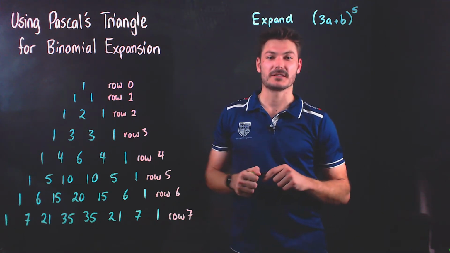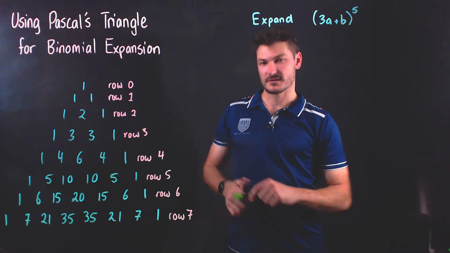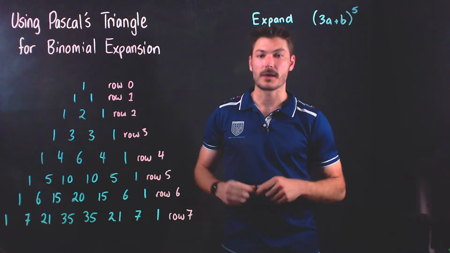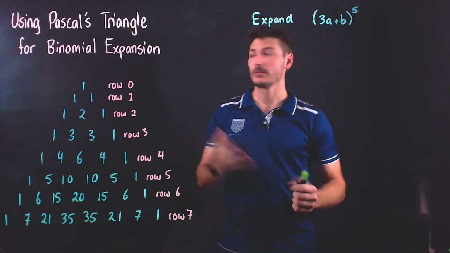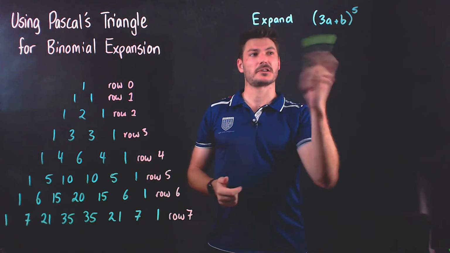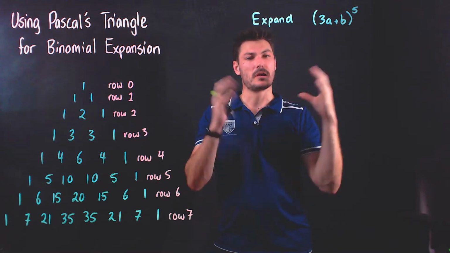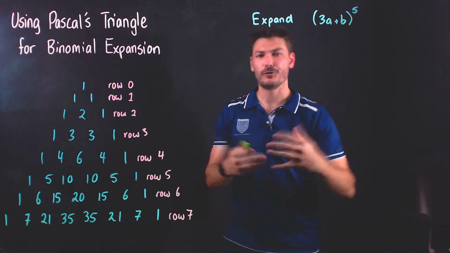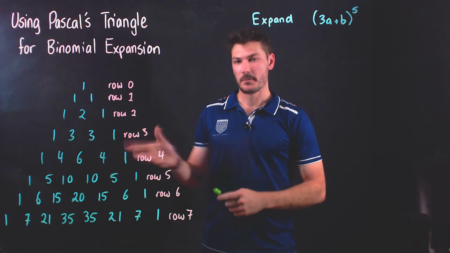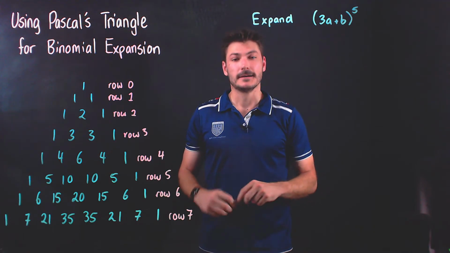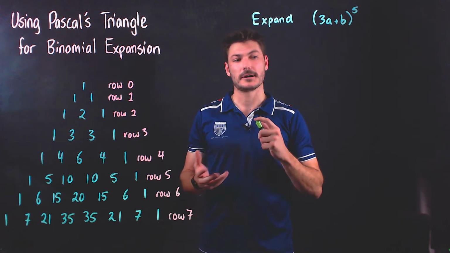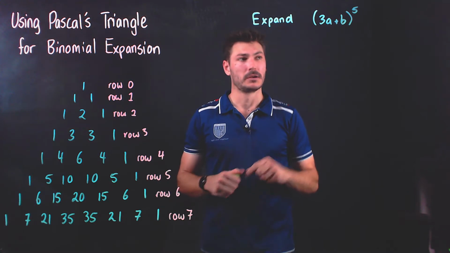Alrighty, in this video I'm going to take you through how we can use Pascal's triangle, which is this bad boy here, to expand binomials, or for binomial expansion, such as in a question like (3a + b) to the power of 5. What is the full and simplified expansion? Pascal's triangle gives us a nice shortcut and it helps us avoid overcomplicating the binomial theorem.